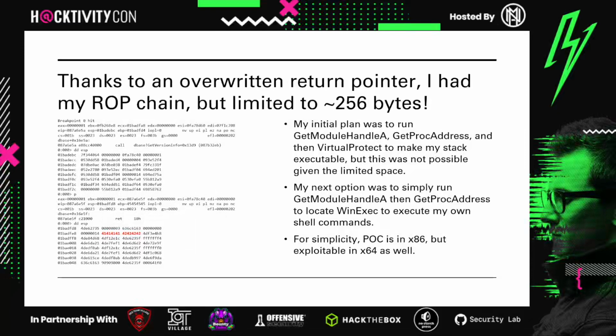So my next option, after trying different optimizations in the ROP chain, was to simply run GetModuleHandle, GetProcAddress, and then locate the WinExec function, which takes in a shell command argument, and which will then execute as per normal. I did do this and was able to actually just pop my own calculator using this chain. For simplicity, I built the POC in x86, but it's also obviously exploitable and executable in x64 as well at that time.